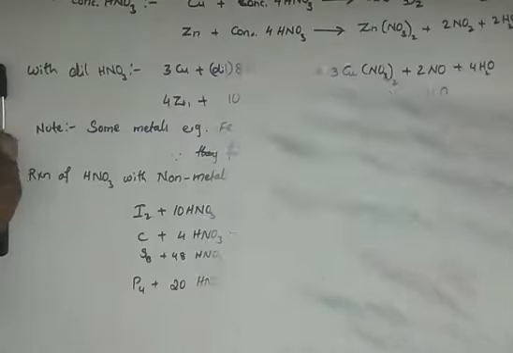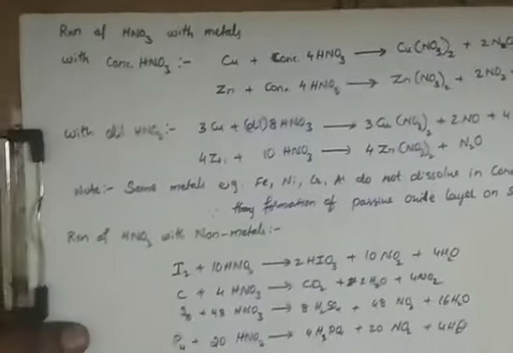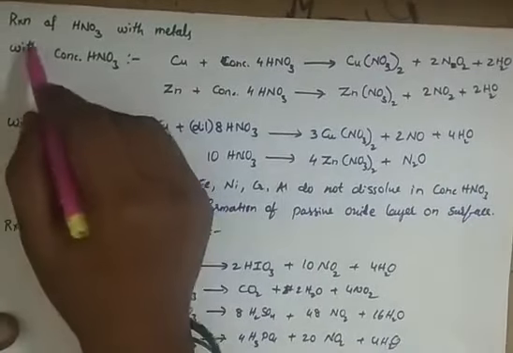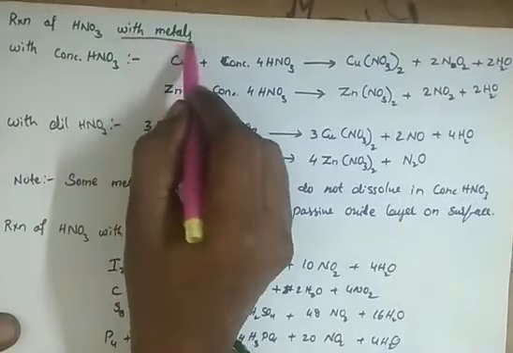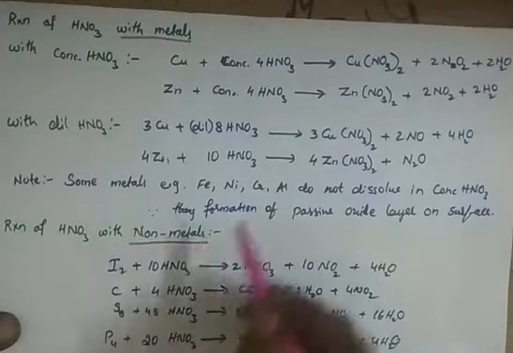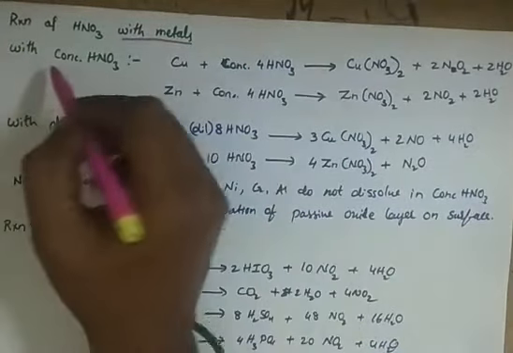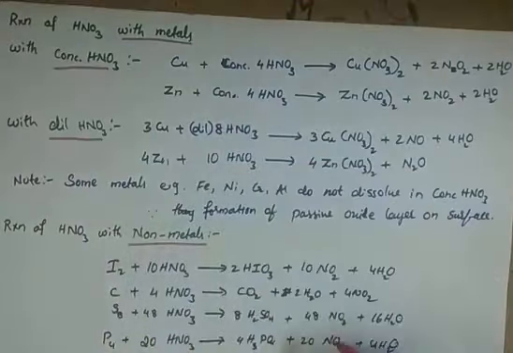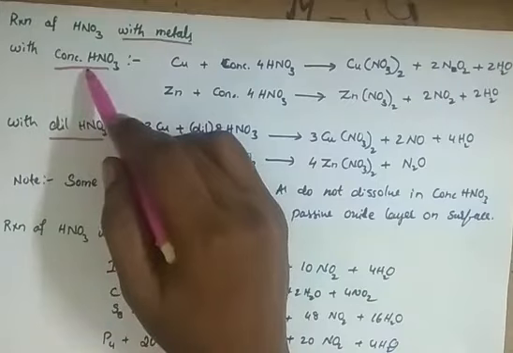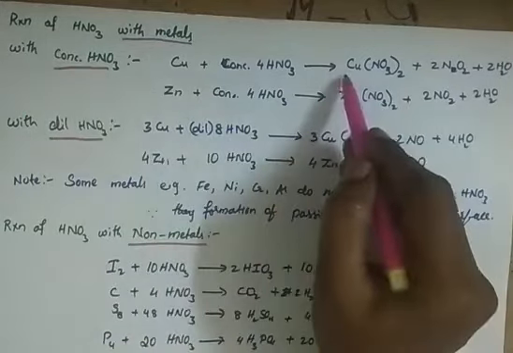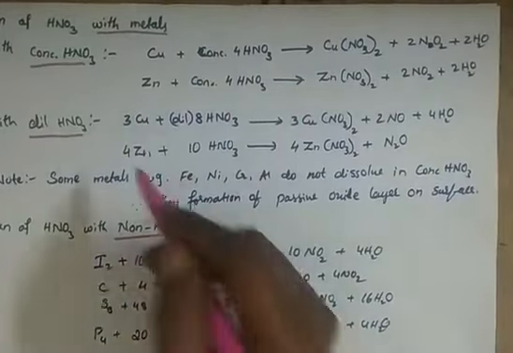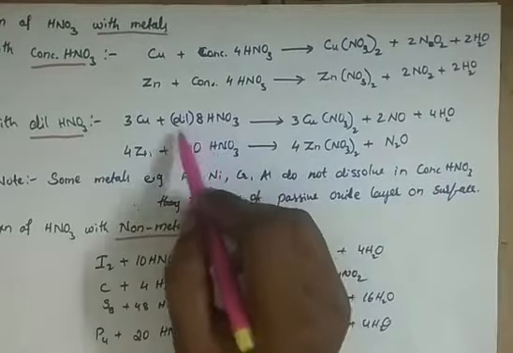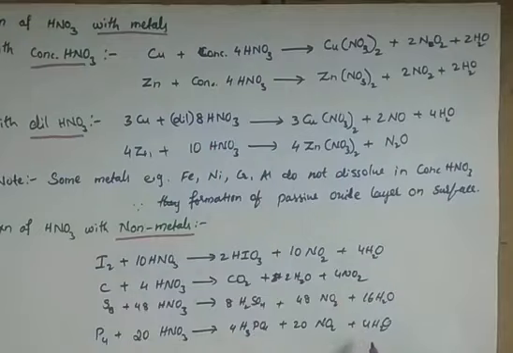Let us see in the reactions. Look at here, I have written for you clearly the reactions of HNO3 with metals and with non-metals. Both I have written, and here with concentrated HNO3 and with dilute HNO3 separately. In the textbook they have all mixed up. So in the exam, if they ask, you have to write these reactions for concentrated nitric acid, and if they ask for dilute HNO3 with metals, you have to write like this. With non-metals, like this. Okay, let us see.